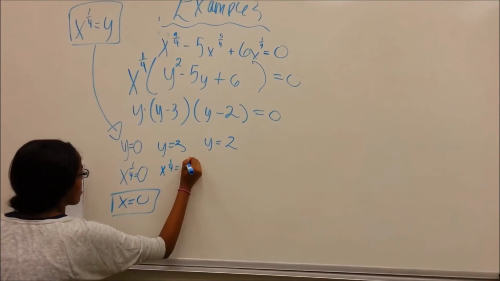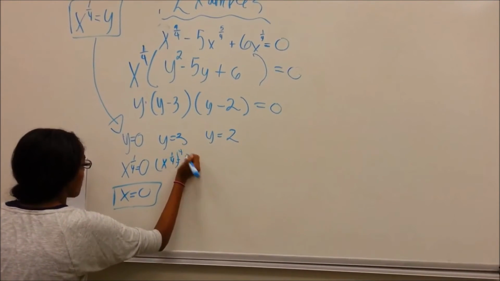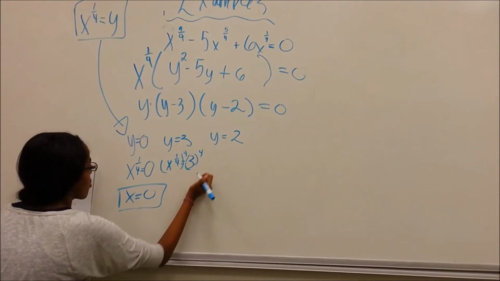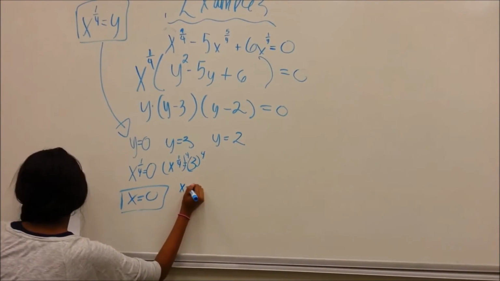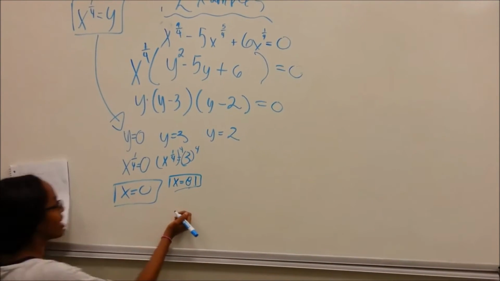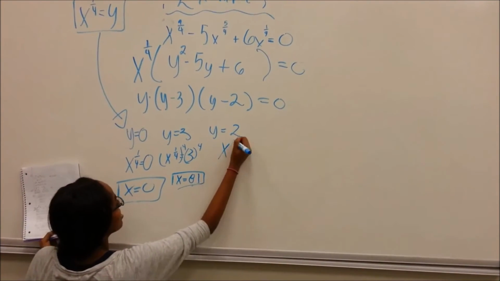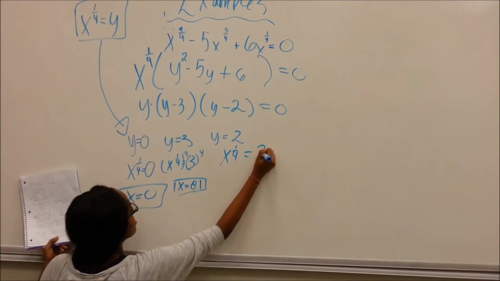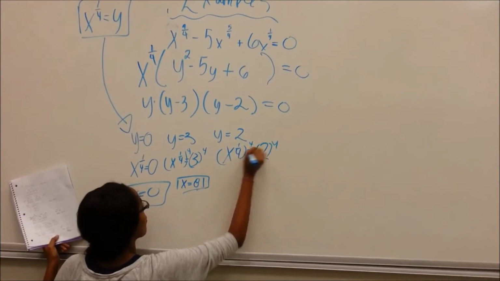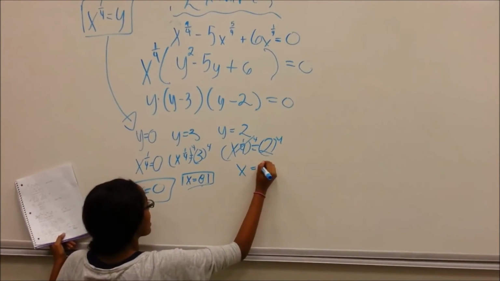X to the 1/4 equals 3. Raise it to the fourth power: x equals 81. You do that again for here. X to the 1/4 equals 2. Power it to the 4th, power it to the 4th. These cancel out. X equals 16.